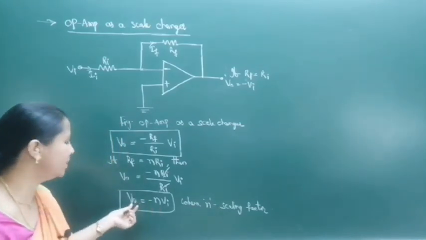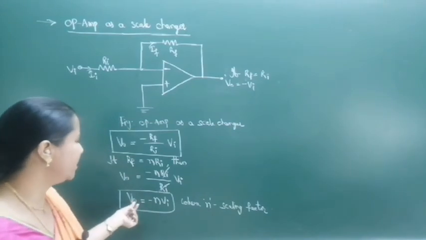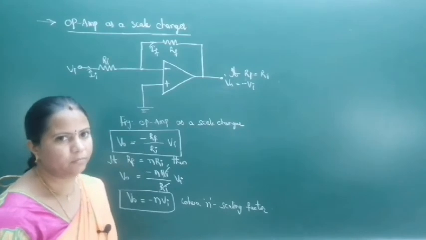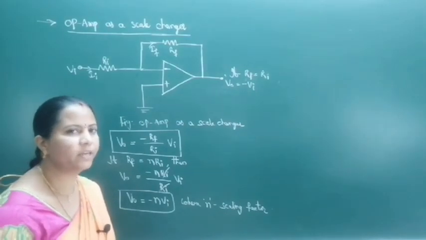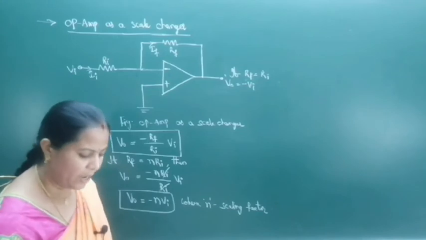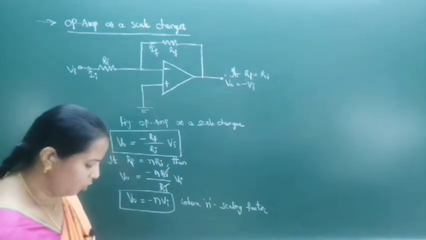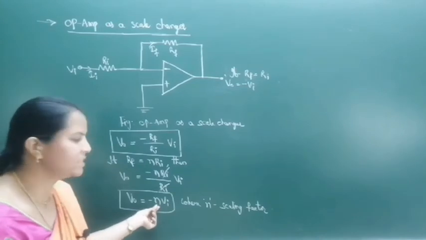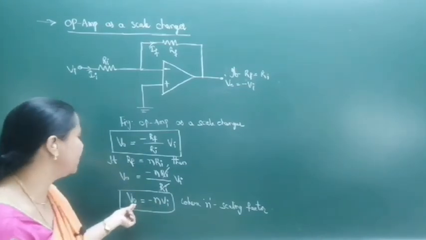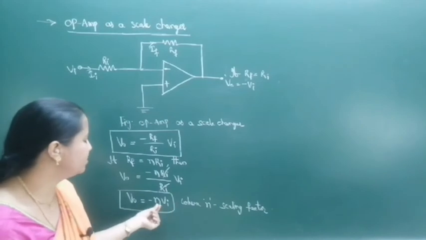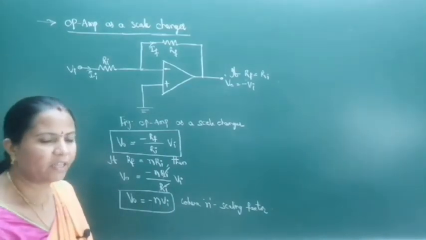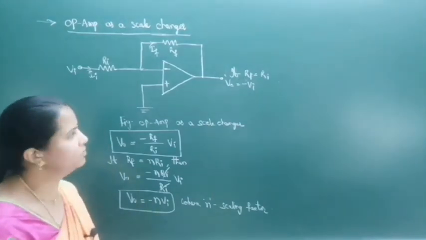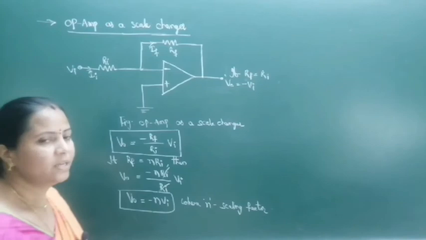Here the output signal is 180 degrees out of phase with the input signal, and the output voltage is equal to the input voltage multiplied by the scaling factor. The output voltage V0 is equal to the input voltage multiplied by the scaling factor, and the output signal is 180 degrees out of phase with respect to the input signal. So this is about the op amp as a scale changer.